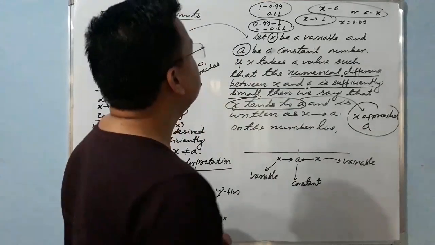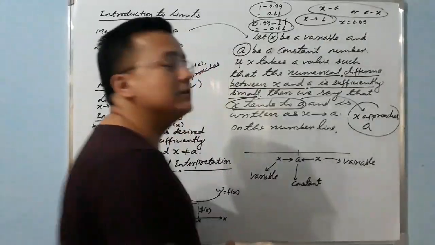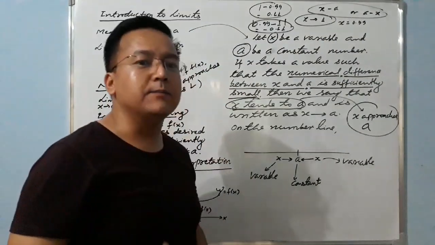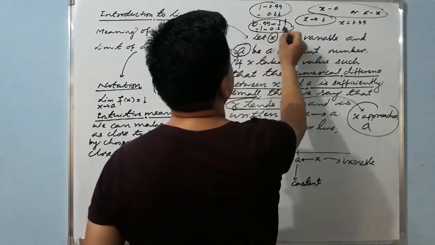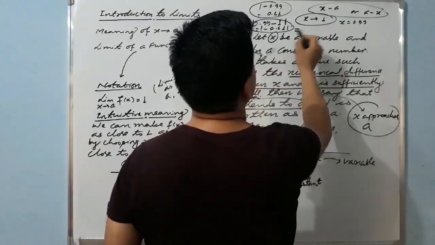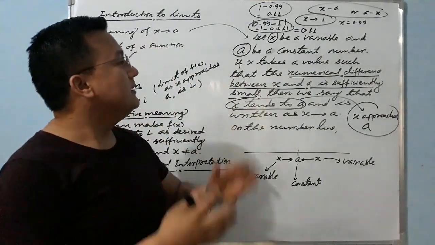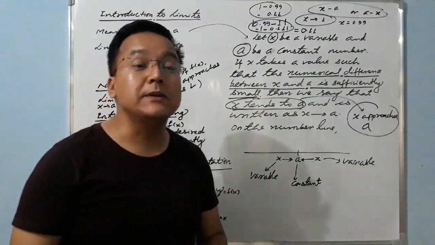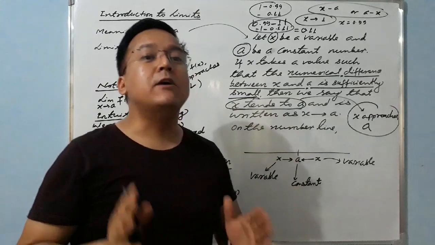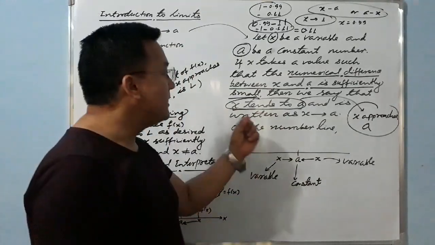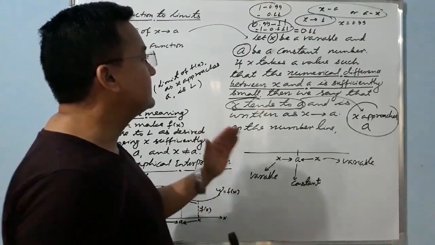But numerical difference means we only count 0.01. We will not pay attention to the sign. To get the numerical difference we use the modulus sign. So you can do 1 minus 0.99, or you can do 0.99 minus 1, but you need to use the modulus, then only you will get the numerical difference. If the numerical difference between x and a is sufficiently small, then we can say x tends to a.